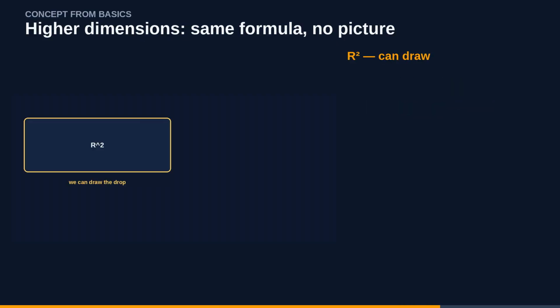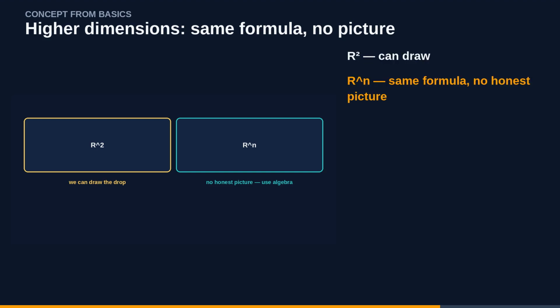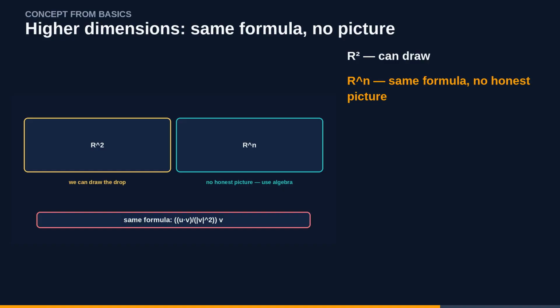In 2 dimensions, a drop is drawable. In higher dimensions, an honest picture of the perpendicular is not available. Imagination cannot hold the whole space. Use the same formula anyway. Dot over length squared times V. That is why we derived the foot instead of reading it off a sketch.